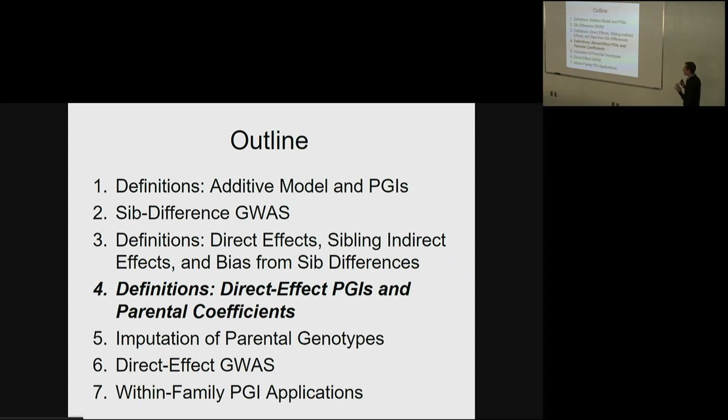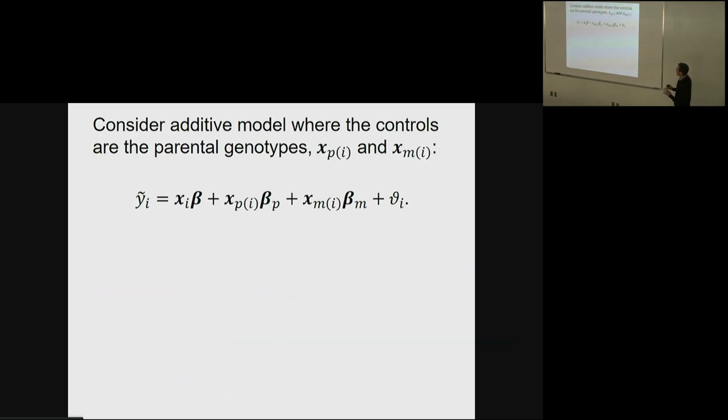Okay, so now what I want to do is think about how we could get at what we mean by direct effect PGIs, and what happens if instead of doing sibling differences, we control for parental genotypes. So now going back to the additive model, the set of controls I'm going to include are just the parental genotype vectors.